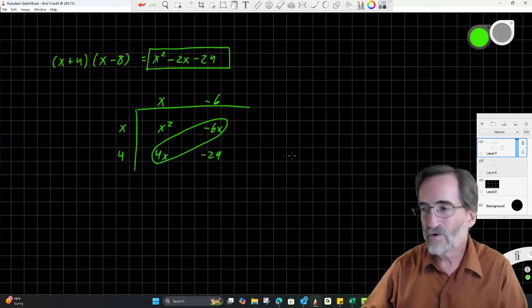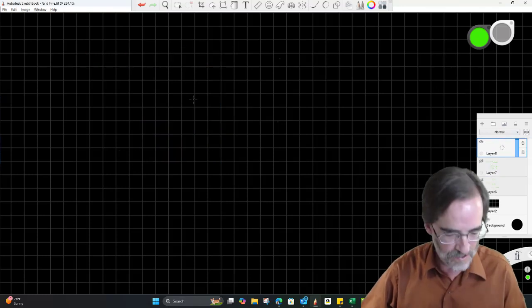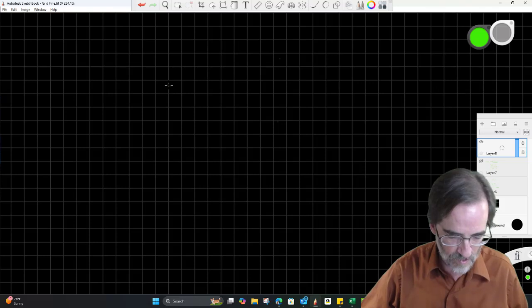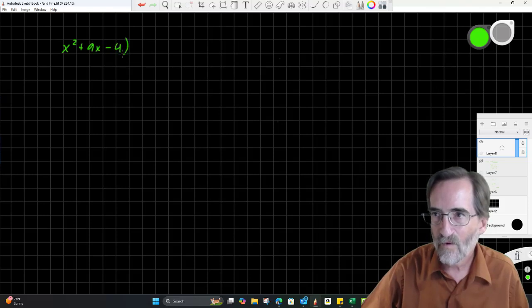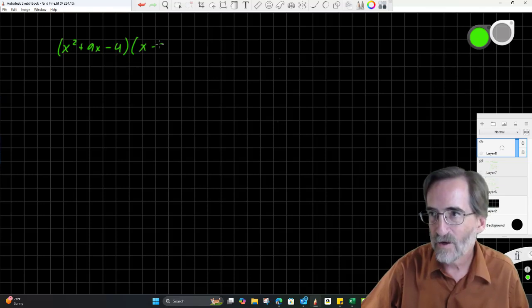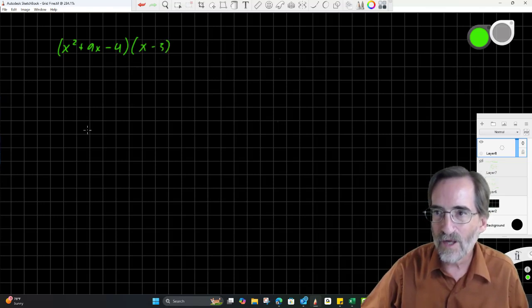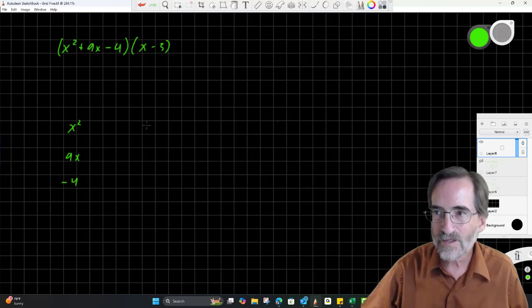We can use that for even bigger problems, and let's go ahead and show you that. I'll show you this one here: x squared plus 9x minus 4 times x minus 3. Okay, I'm going to put x squared here, 9x here, negative 4 here, and x right here, and negative 3 right here.